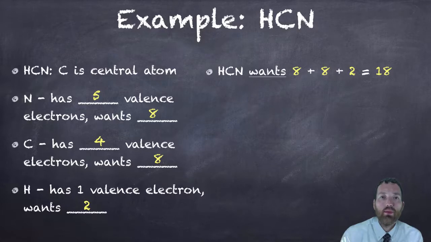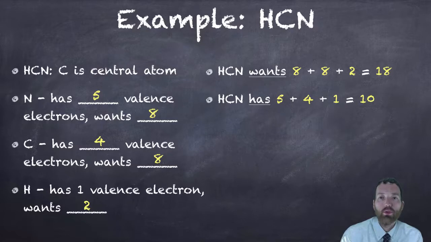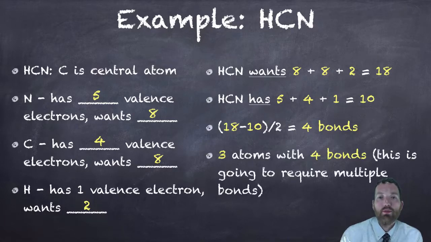So we'll do our math. The whole molecule wants 8 plus 8 plus 2, or 18 electrons, which would make this molecule happy. But it has 5 plus 4 plus 1. It has 10 valence electrons. So we do our math, wants minus has, which is 8 divided by 2. That means 4 bonds. So I have 3 atoms that I need to attach with 4 bonds, which means this is going to require multiple bonds. So let me show you how I do structural diagrams with multiple bonds.